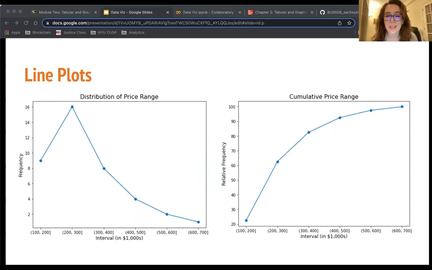We can also visualize the cumulative price range using the line plot, where the textbook calls this an ogive. We see a similar pattern from the bar chart, but the smooth curve helps to visualize the plateau a bit more clearly.